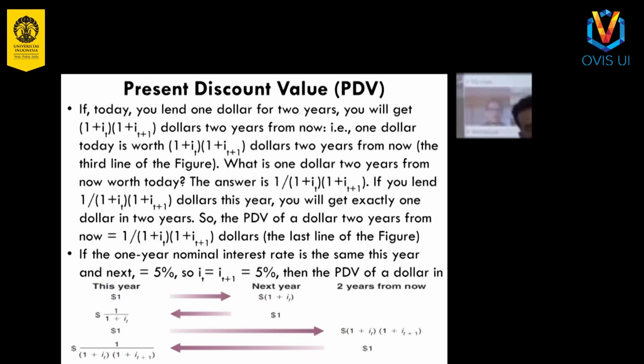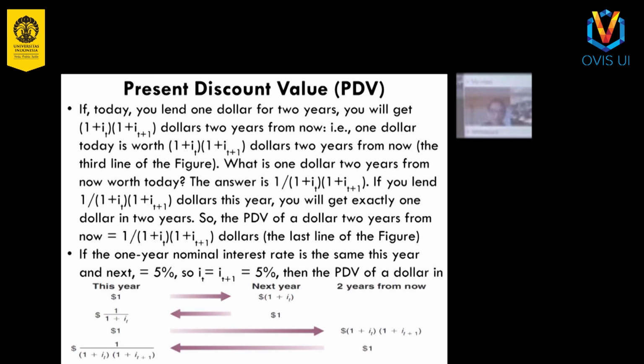So if you look at this chart, basically, if you lend $1, next year you get this. Okay? And 2 years from now, you will get this, right? But as I said, you can reverse. If 2 years from now you will get $1, how much are you going to lend here? And the answer is this. So this simple concept is actually to introduce to you the concept of discount. And that's why they call it present discount value.